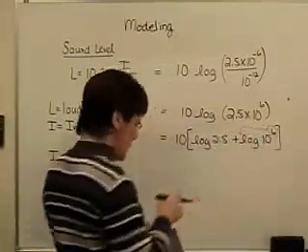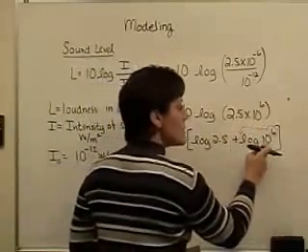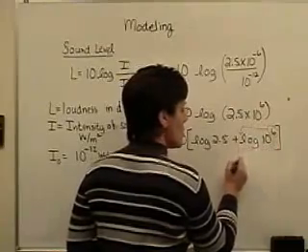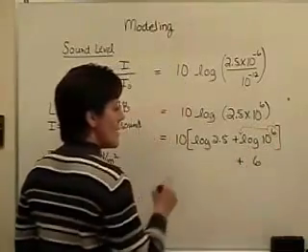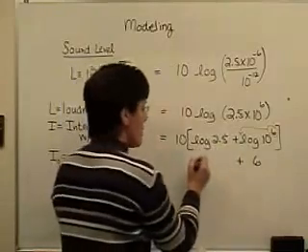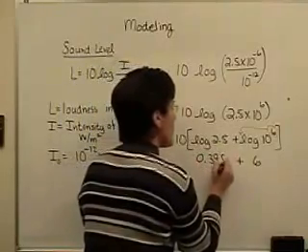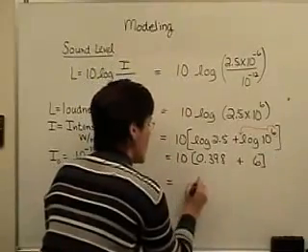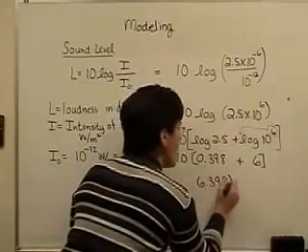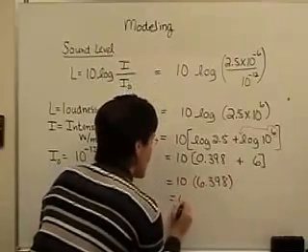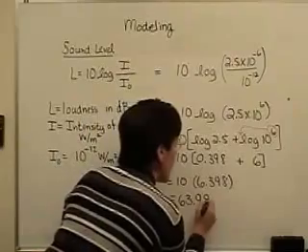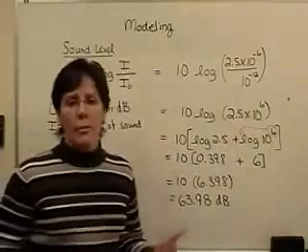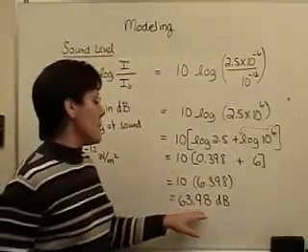I'm going to bring this down in front, and what I'll have is 6 times the log of 10, where the base is 10. Well, the log of 10 where the base is 10 is 1. So that term right there is a 6. And the log of 2.5, I have checked with my calculator, is 0.398. And those two values right there add to be 6.398. And when I multiply that by 10, I get 63.98 decibels.